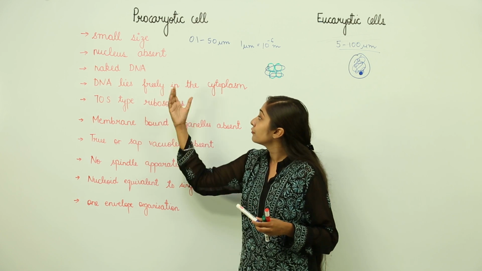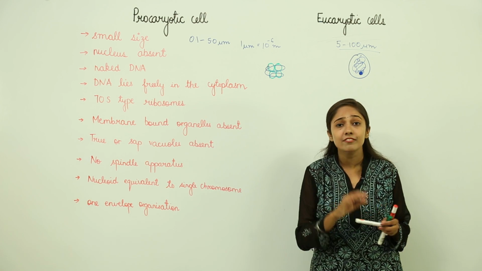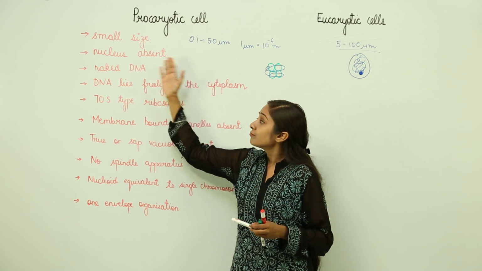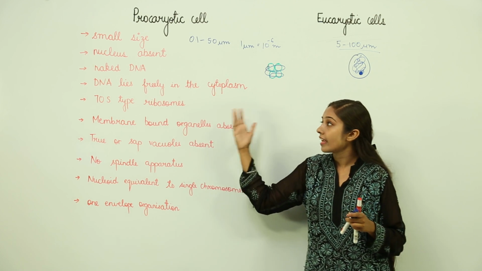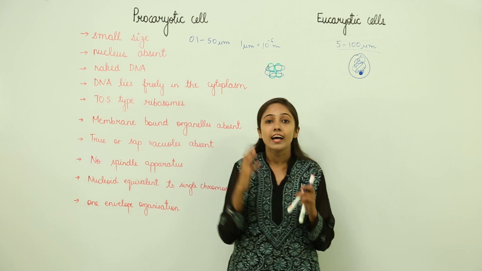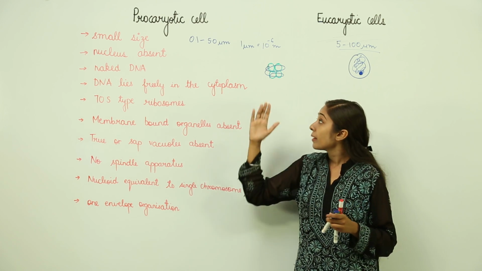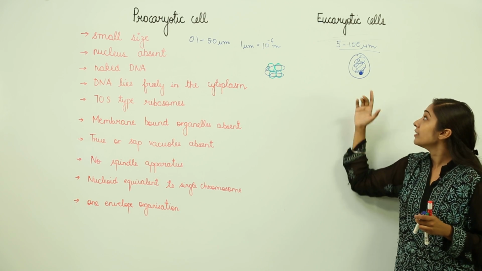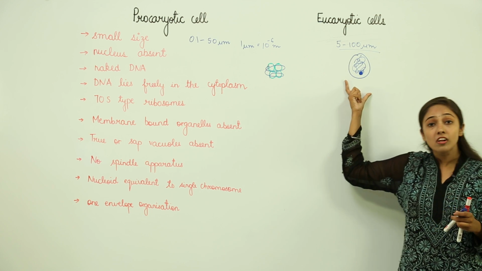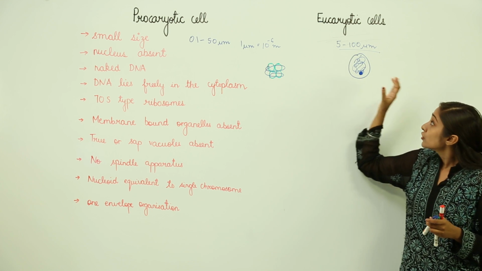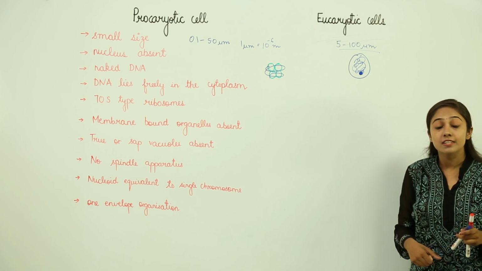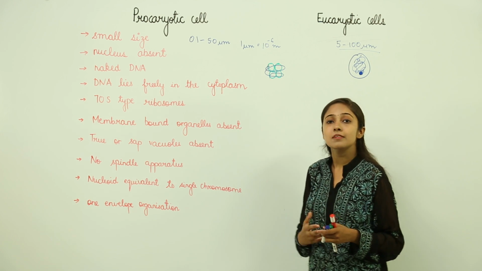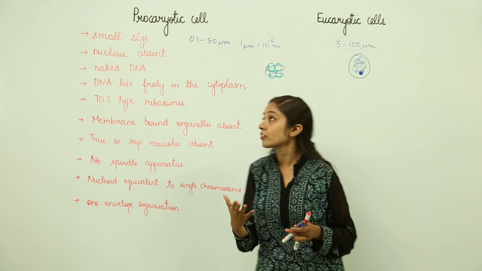Then DNA lies freely in the cytoplasm. Obviously, we have discussed that a well organized nucleus is absent. So the DNA that is there, that is a naked DNA, lies freely in the cytoplasm. But in the eukaryotic cell, we have a well defined, well organized nucleus. So the DNA is going to lie within this nucleus, right? Plus DNA is also present in plastids and mitochondria, right?